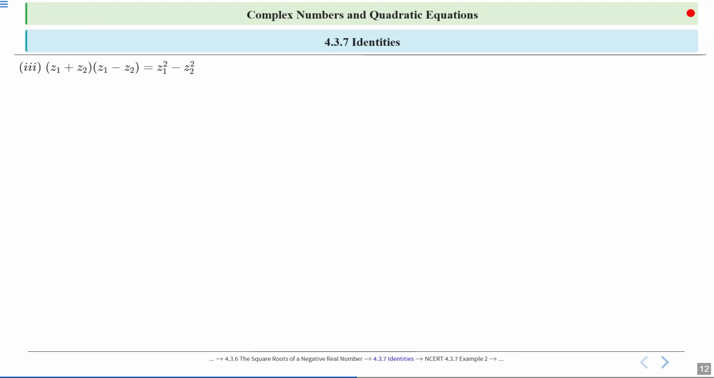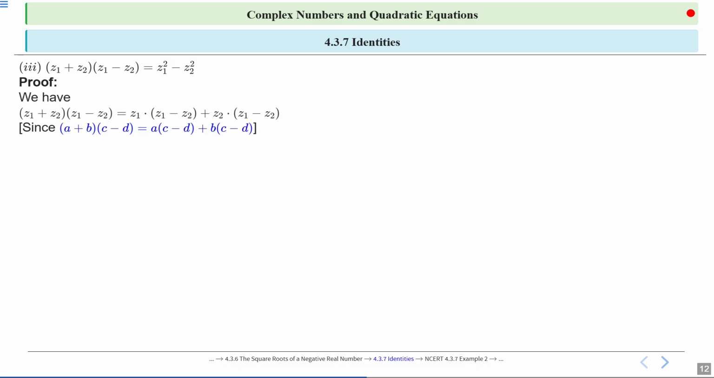Now let's look at the third property: (z1 + z2)(z1 - z2) = z1² - z2². Let's move on to the proof of this property.